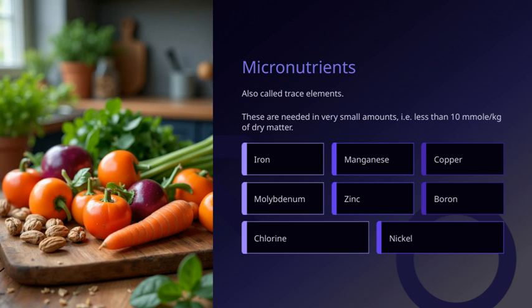Even though we only need tiny amounts, their presence is vital for processes like enzyme function, nutrient uptake, and overall growth. Recognizing these micronutrients helps us understand that a balanced supply of all nutrients, big and small, is key to healthy plant productivity and ultimately successful farming.